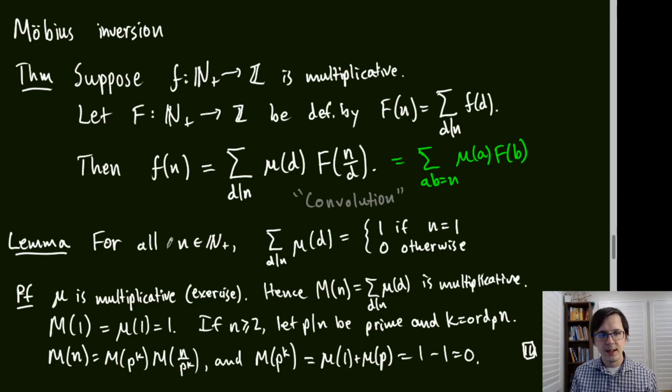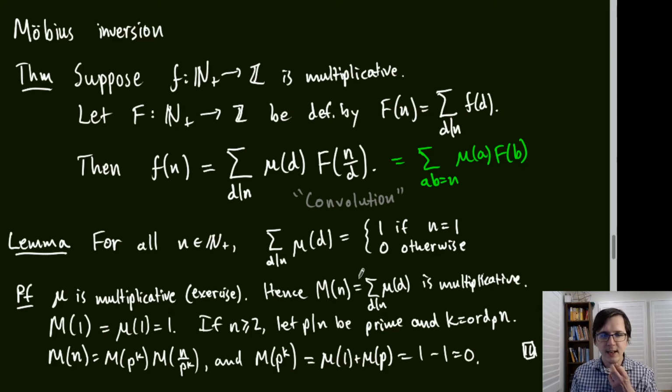So here's a lemma. For every positive natural number, if you sum up over all the divisors of that number the Möbius function of the divisor, then you either get 1 or 0, depending on whether or not n is 1. If you're familiar with Kronecker deltas, this is giving you the Kronecker delta centered at 1. Okay, so first, for this proof, we want that mu is multiplicative, and I'm going to leave that as an exercise. It's a basic application of its definition.